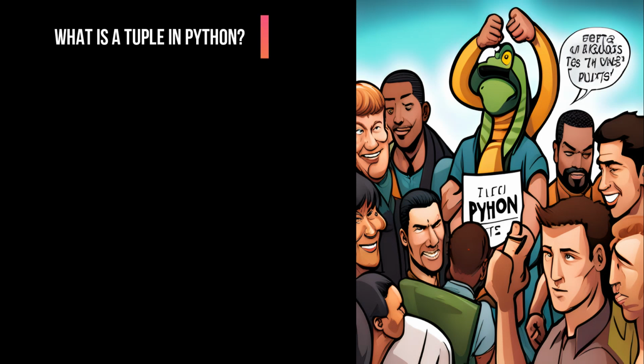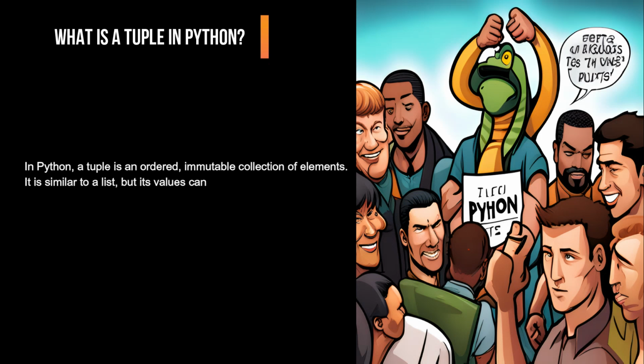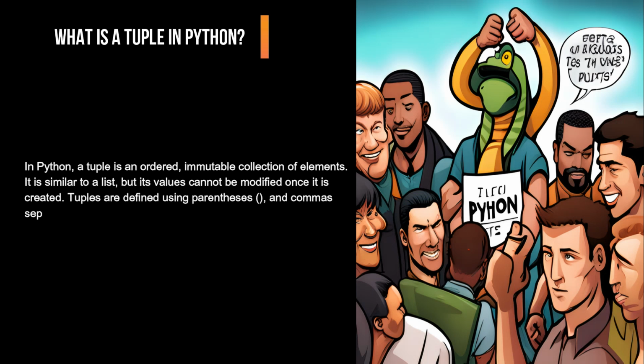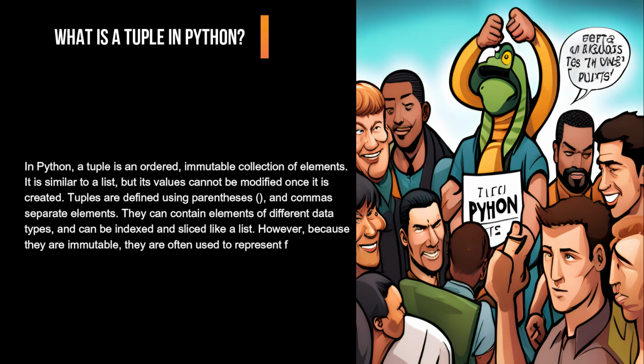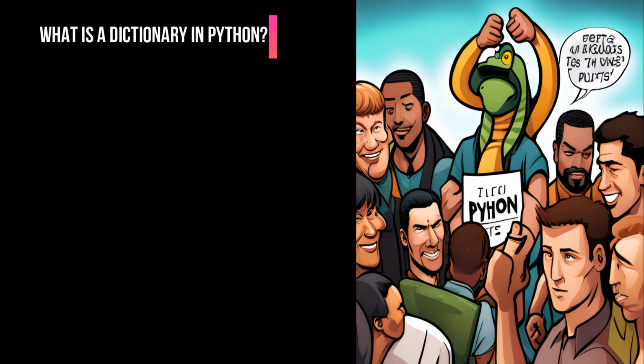What is a tuple in Python? In Python, a tuple is an ordered, immutable collection of elements. It is similar to a list, but its values cannot be modified once it is created. Tuples are defined using parentheses and comma-separated elements. They can contain elements of different data types and can be indexed and sliced like a list. However, because they are immutable, they are often used to represent fixed collections of data, such as coordinates or configuration settings.